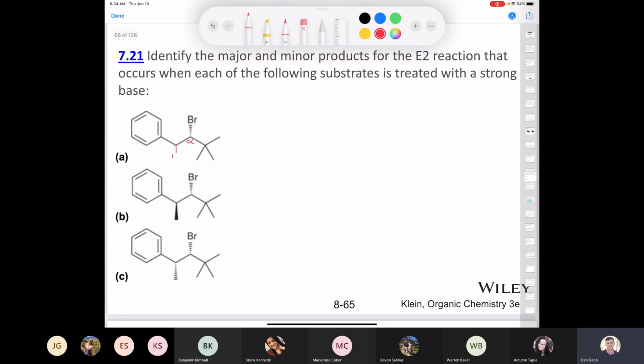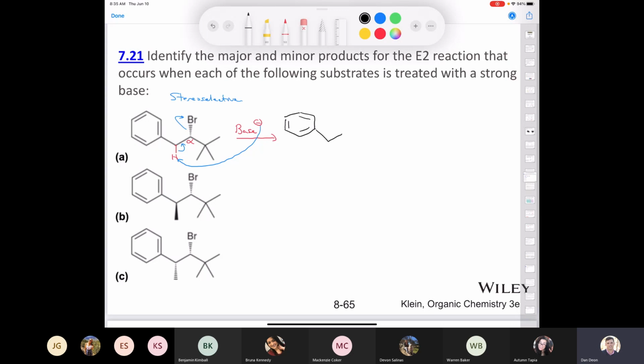So I'm just going to draw a mechanism just because. If I take a base, I'll just write base, so it's pretty generic. It might be ethoxide. It's going to pull off this proton, form the double bond. We get the loss of the leaving group. But again, since this is not a stereocenter, this reaction is going to be stereoselective. And so I'm going to end up with both the E and the Z product.